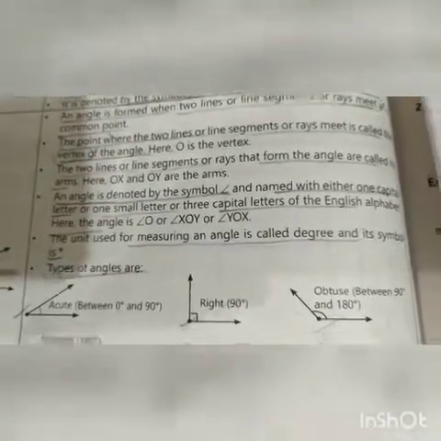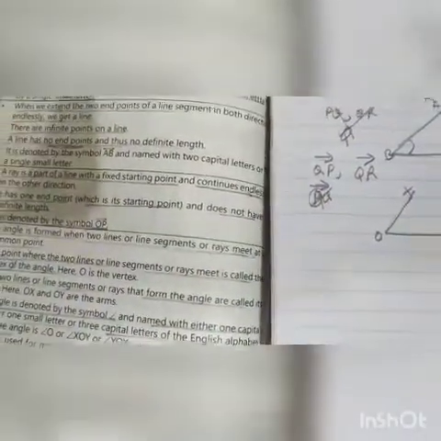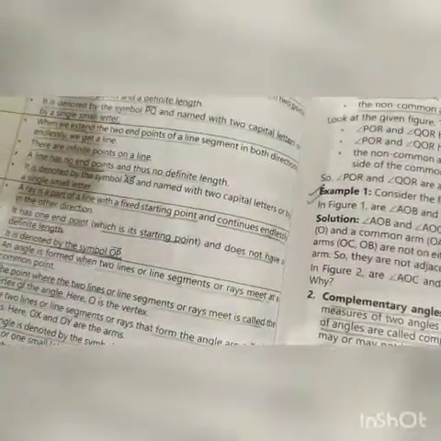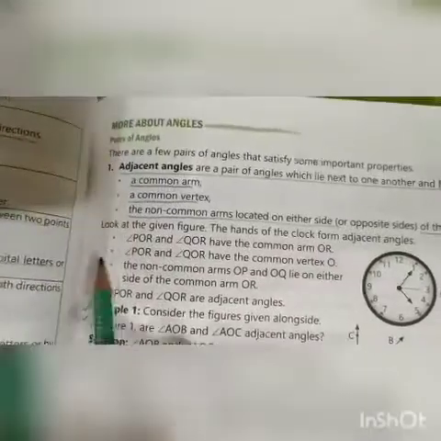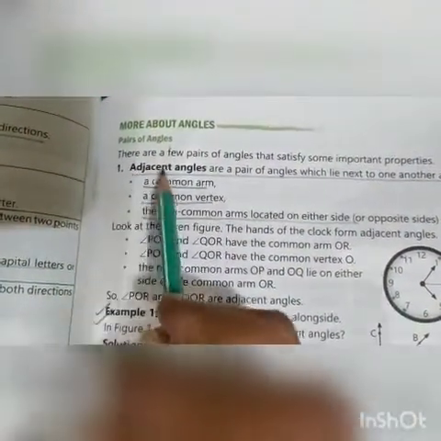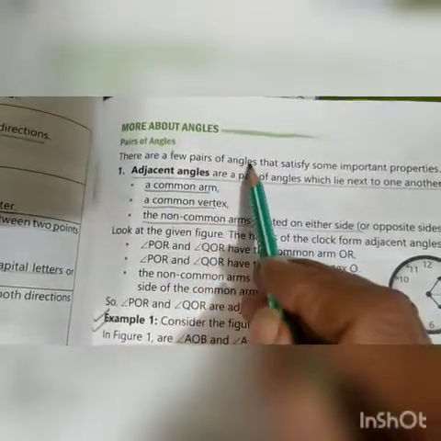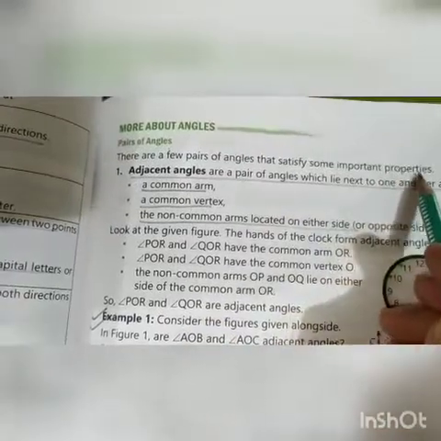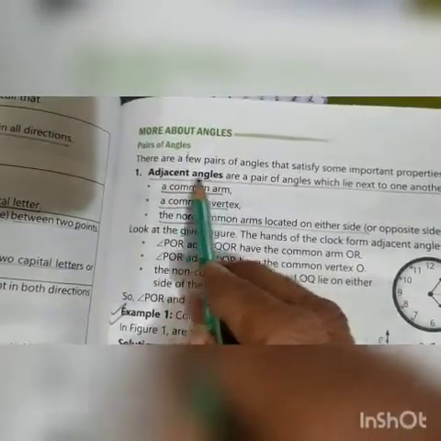How do we draw these angles? You have already learnt that in class 6. This is only to recall, to revise. Now come to more about angles, pairs of angles. See, first is adjacent angles. There are a few pairs of angles that satisfy some important properties. First is adjacent angles. What are adjacent angles?